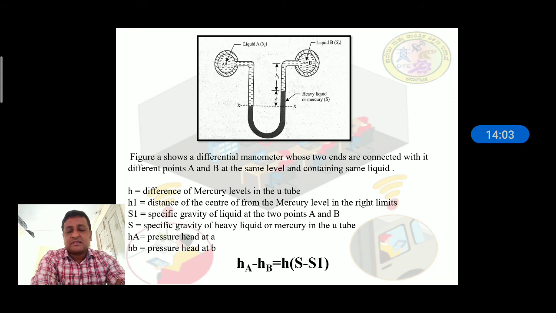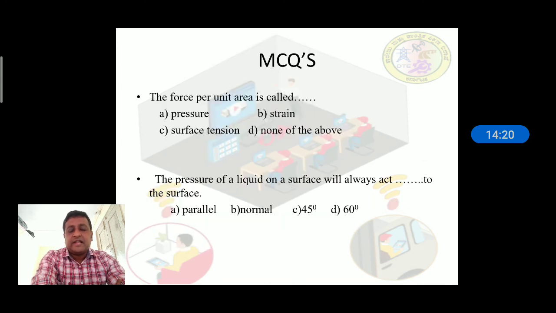Up to this point we have discussed many topics which come under hydraulics. This is the basic concept of hydraulics and the properties of fluids. Next we move to the multiple choice questions related to this session.